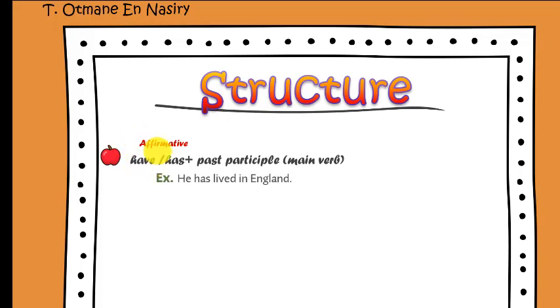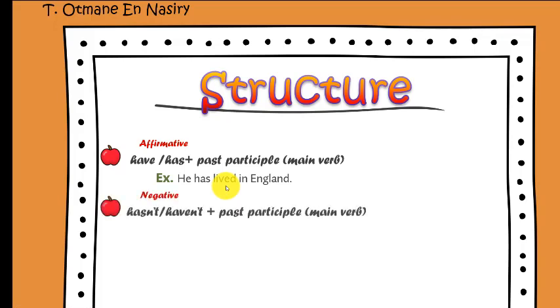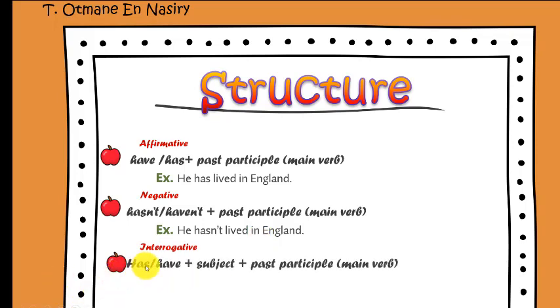Let's take an example. He has lived in England. So we have the verb to have, and then we have lived, which is the verb to live in the past participle. For the negative, we use hasn't or haven't, or has not or have not, plus past participle of the main verb. For example, he hasn't lived in England, or we haven't lived in England. For the interrogative, we use again has or have plus the subject plus the past participle. Again here, has he lived in England or have we lived in England?